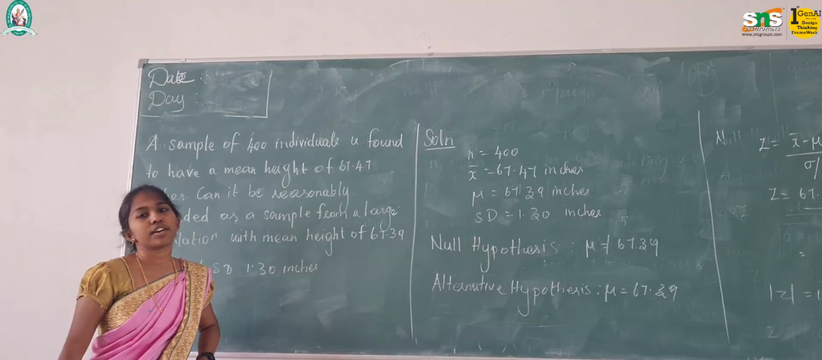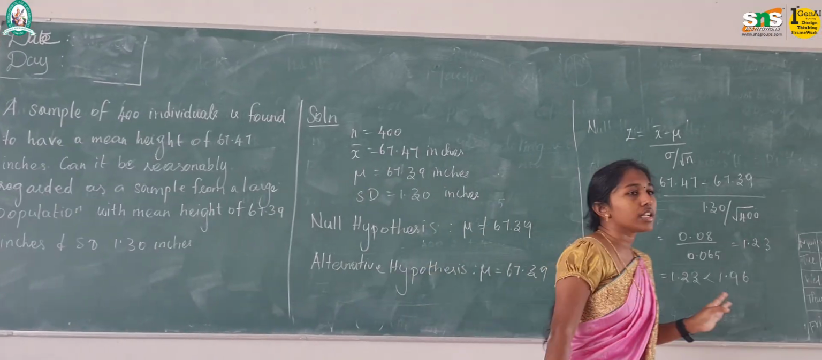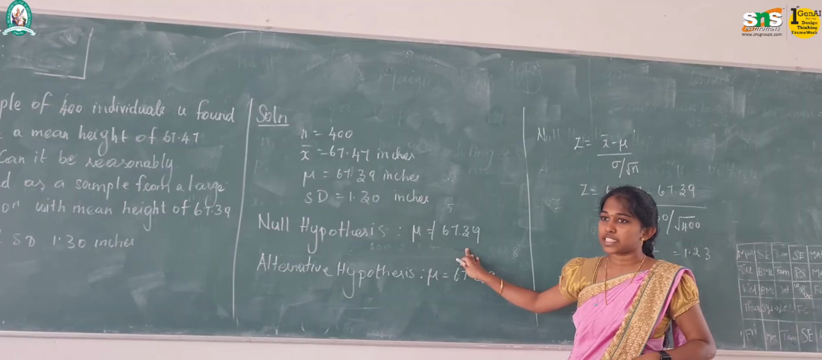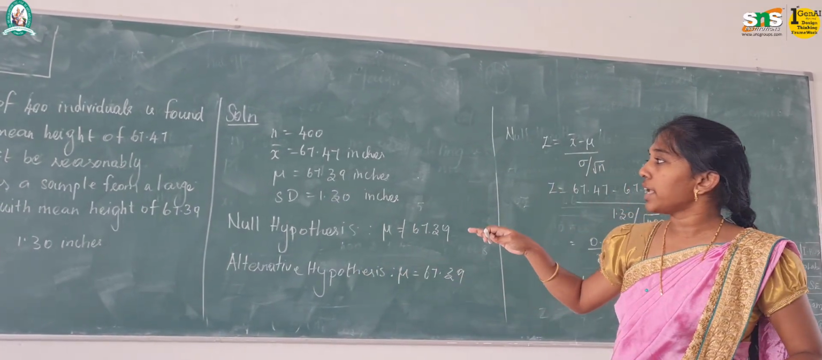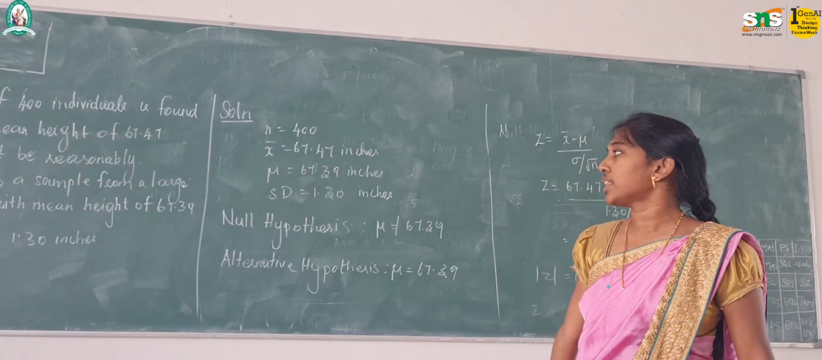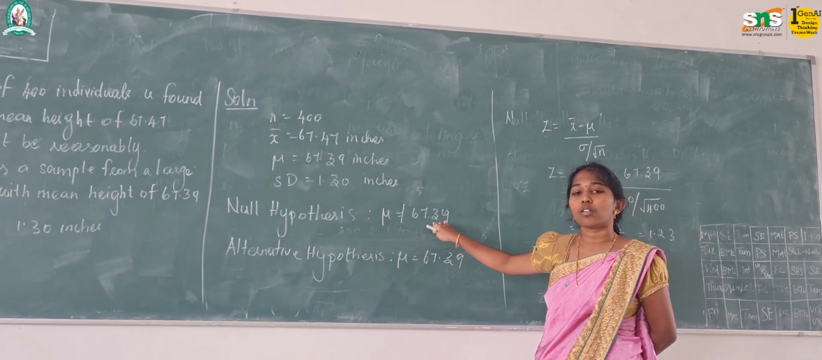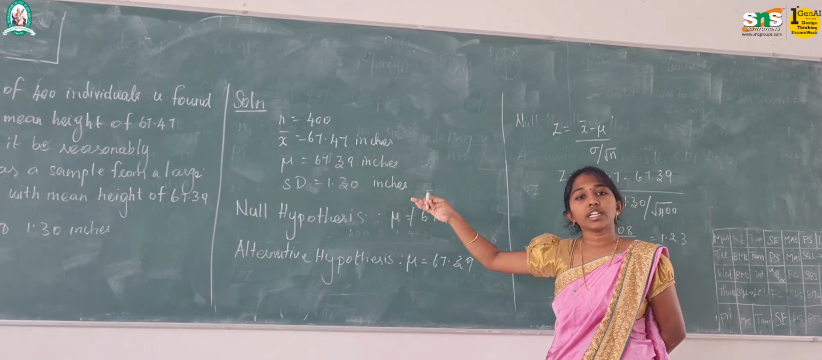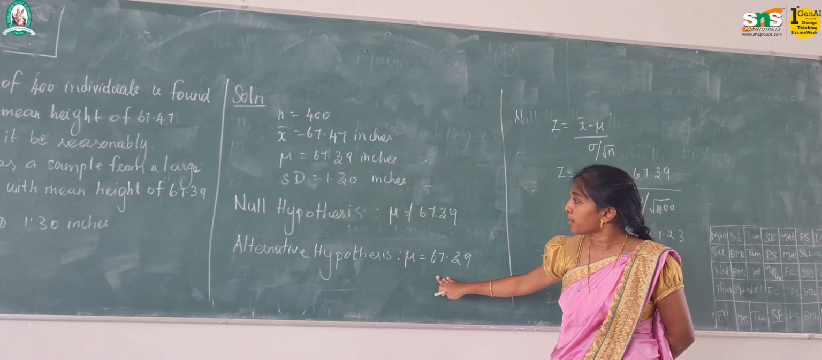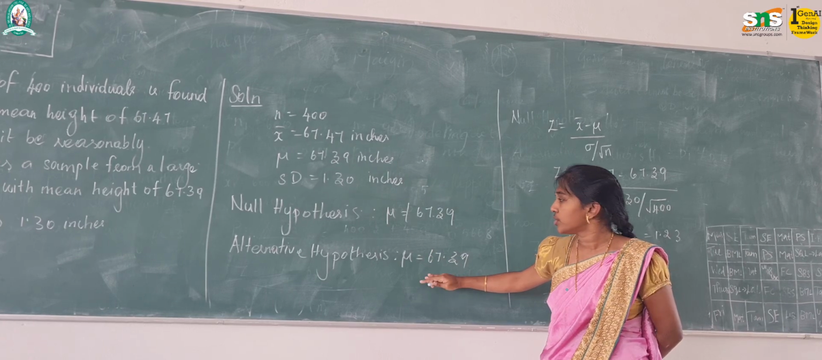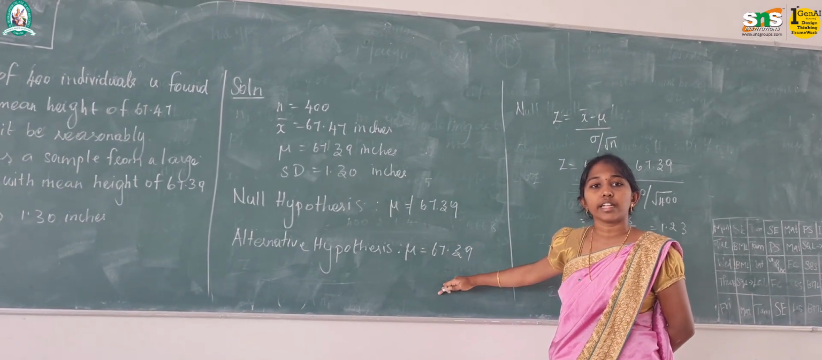Next we are going to define the null hypothesis as well as the alternative hypothesis. First, the null hypothesis, that is H naught. In the question, the null hypothesis is that the population has a mean height of 67.39, so mu is equal to 67.39, and the alternative hypothesis is the totally opposite case, which implies the population mean mu is not equal to 67.39. So this is the null hypothesis as well as the alternative hypothesis.